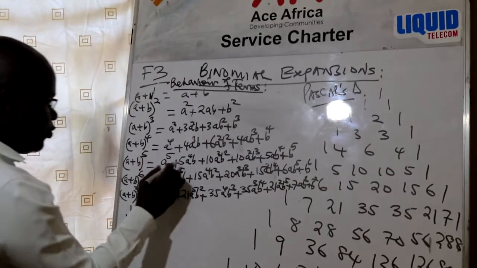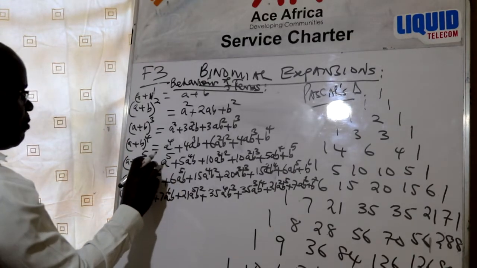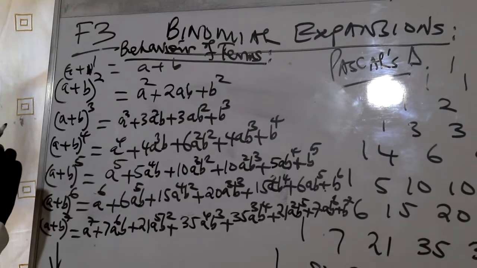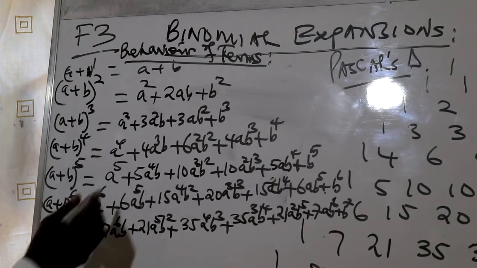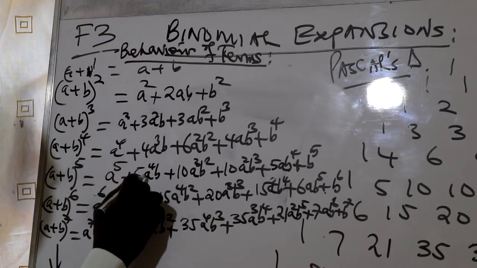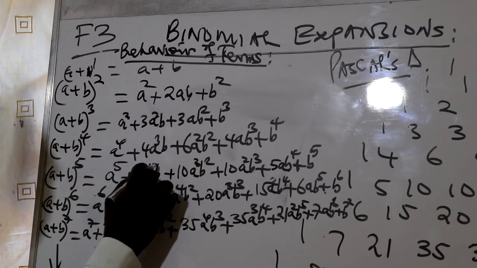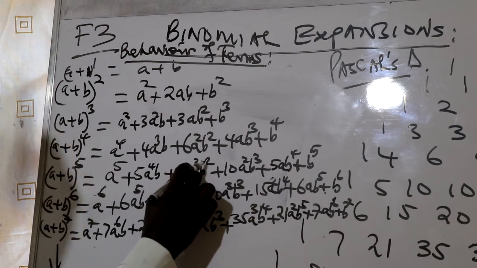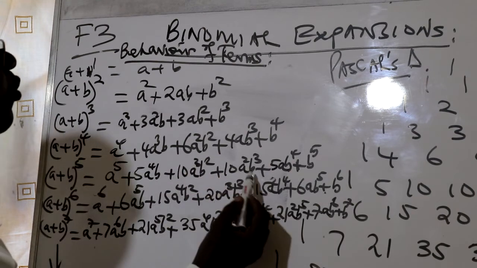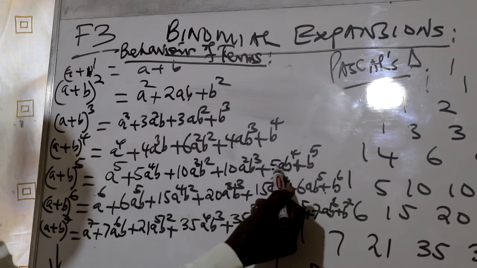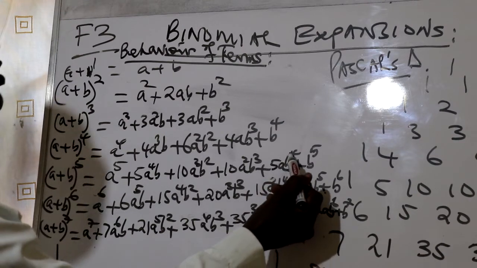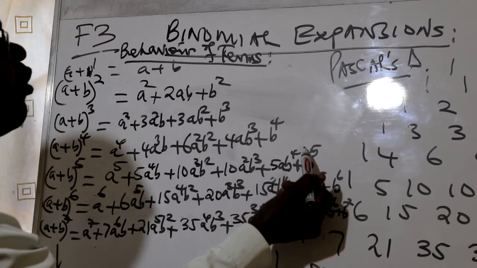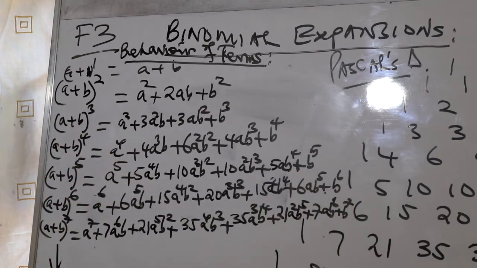If we follow through, (A + B) raised to 5 will be A raised to 5, B raised to 0. That is why it is not even appearing there. Then second term, A is raised to 4, B is raised to 1. A is raised to 3, B is raised to 2. A is raised to 2, B is raised to 3. A is raised to 1, B is raised to 4. A is raised to 0, B is raised to 5.